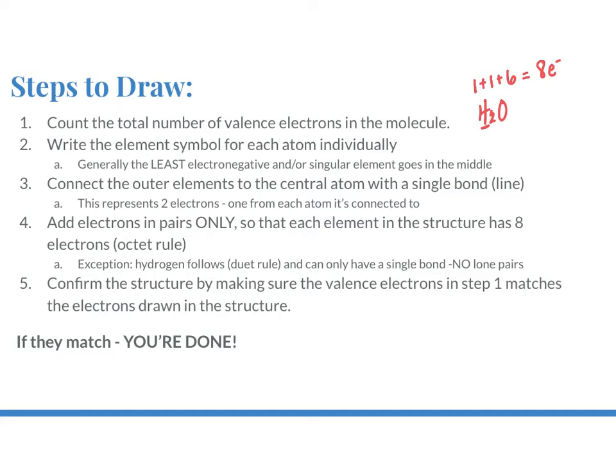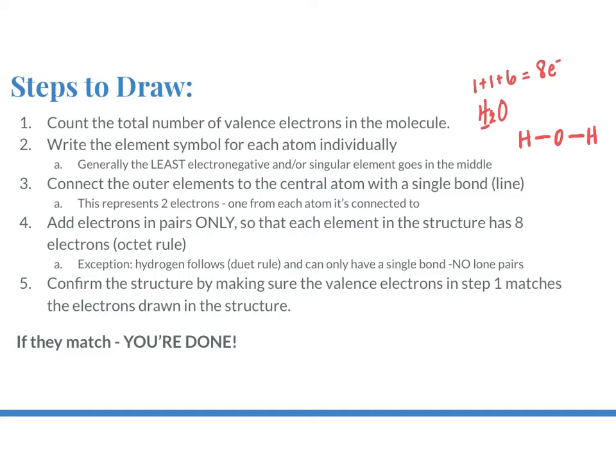So I will draw mine here. I have oxygen and it's going to be in the middle of 2 hydrogens. All right, so then I'm going to connect the outer elements to the central atom with a single bond, and that's going to be just a line. So this is going to represent a bond. All right, now each of these lines or this bond is going to represent 2 electrons, and those 2 electrons are coming from the 2 atoms that are involved in the bond.